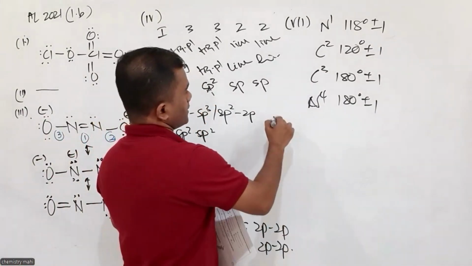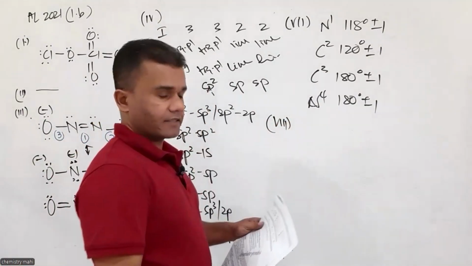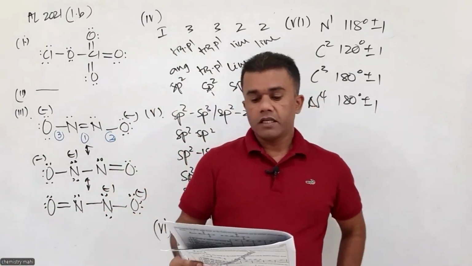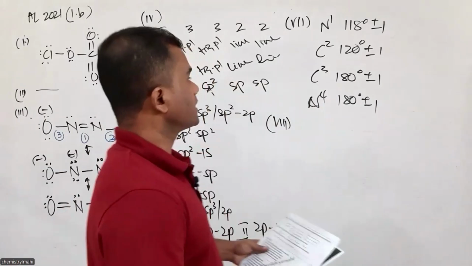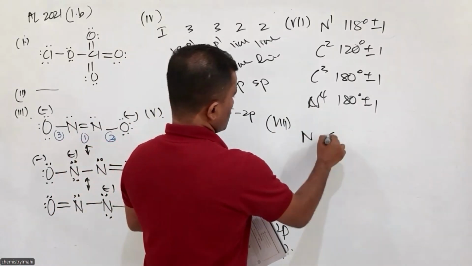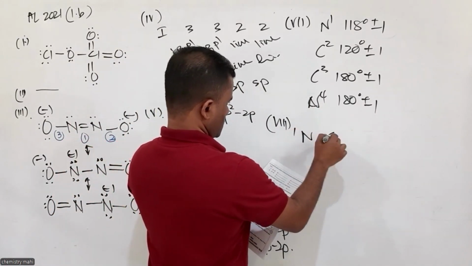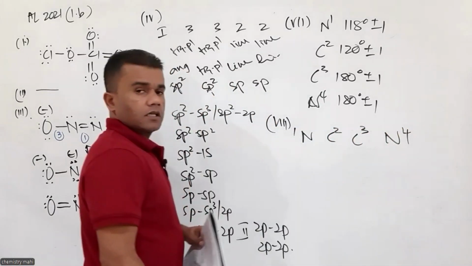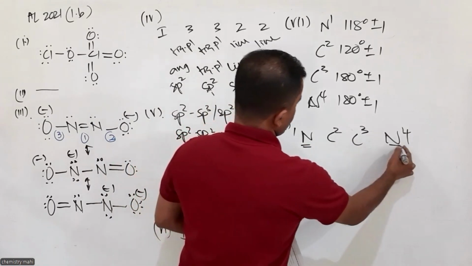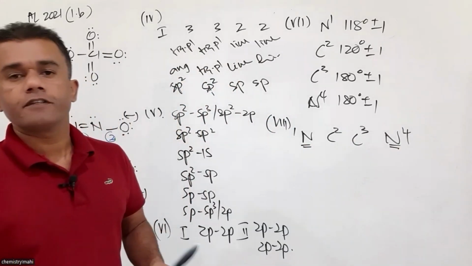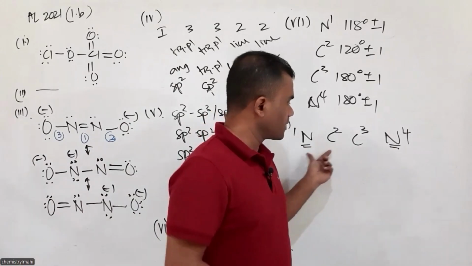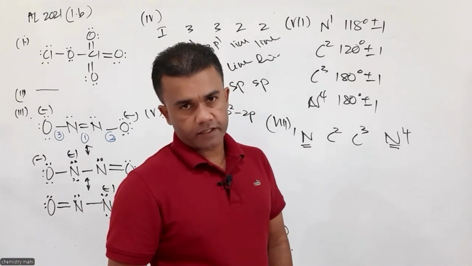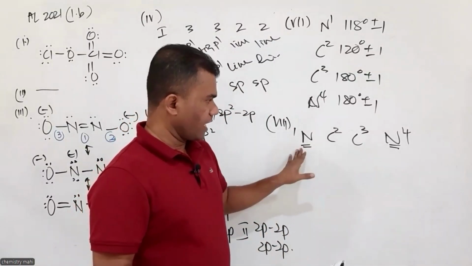Then the 8th one. In this case, I think I explained the factors. Let's see whether we can do it. Arrange the atoms nitrogen, carbon, carbon, nitrogen in increasing order of electronegativity. It's given as nitrogen 1, carbon 2, carbon 3, and nitrogen 4. First, tell me, out of nitrogen and carbon, which one is more electronegative? Definitely nitrogen is more electronegative. Carbon should be less electronegative than nitrogen.